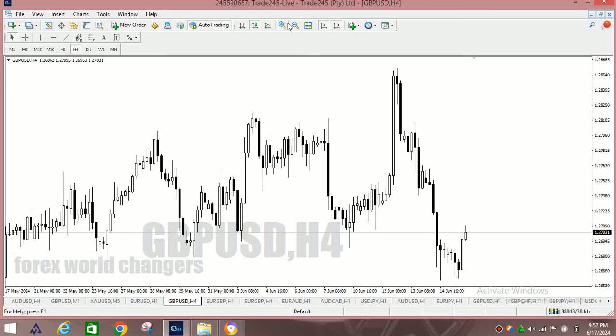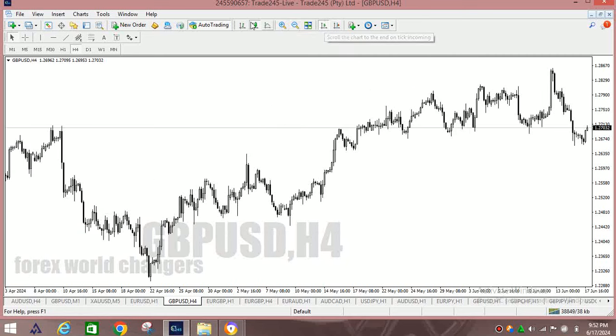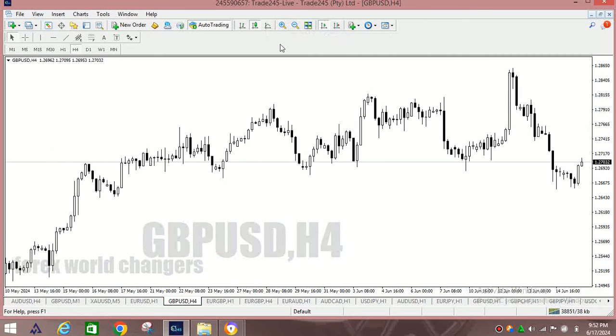So you see there's a lot of rejection, and there's some sort of a peak, what you call a peak, a price creating high highs and high lows. This was a very important level. You see, this is a very important level. This is a very strong support. So after one test, two tests, three tests, four tests, the price might come here and decide to drop.